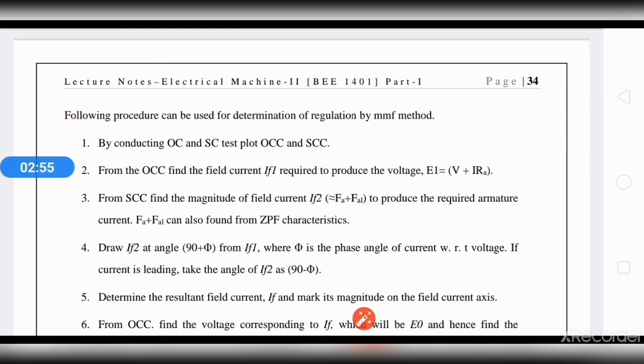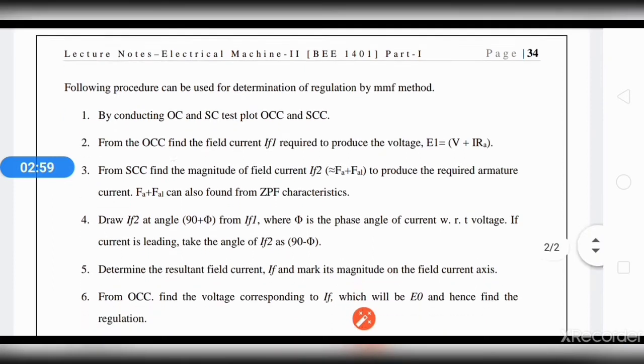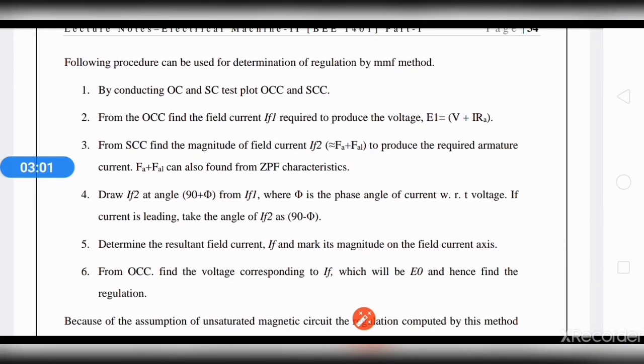Using the following procedure, we can determine the voltage regulation by the MMF method. Number 1, by conducting OC and SC tests, we plot the OCC and SCC characteristics. From the OCC, it will be easy to find the field current required to produce the voltage E1, which is equal to V plus IRA. From the short circuit condition, we find the magnitude of field current IF2, FA plus FAL, required to produce the required armature current.